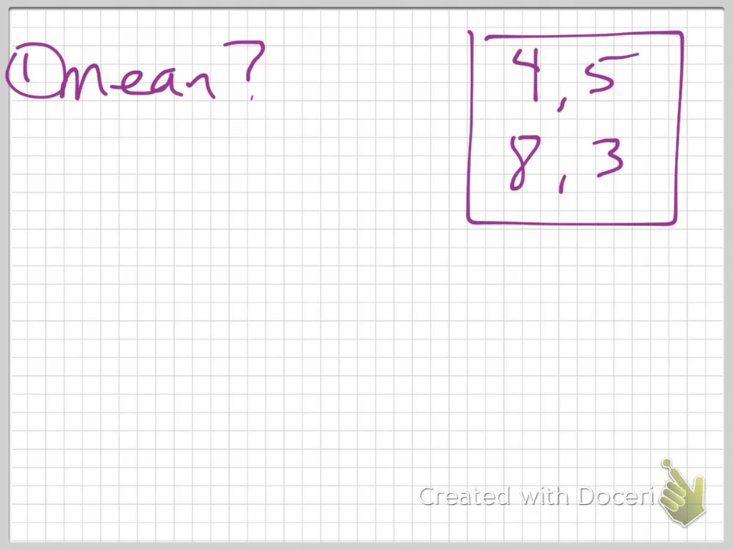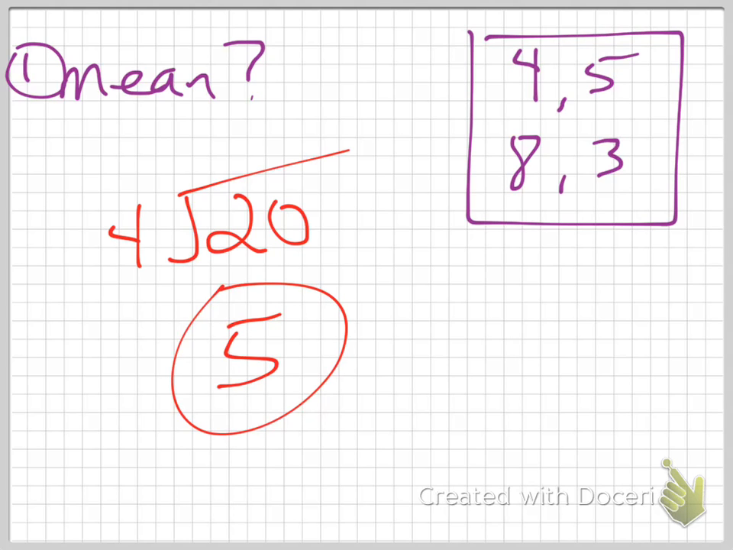Number of numbers. 4 plus 5 plus 8 plus 3 is 20. 20 divided by the number of numbers is 4. 20 divided by 4 is 5. The answer is 5. That's the only answer I'm taking is 5.